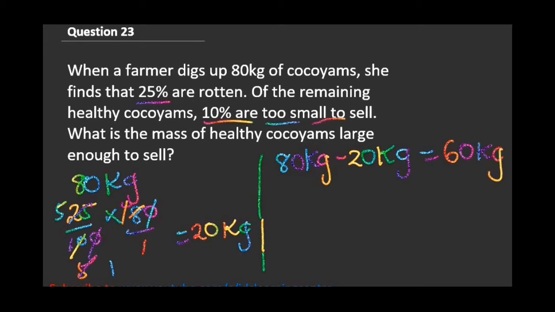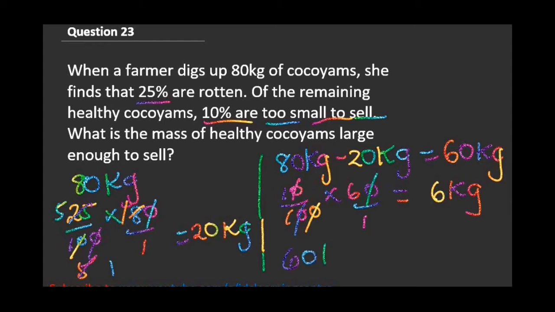10% are too small to sell. So 10 over 100 times 60 over 1 are too small to sell. 0 cancels 0, 0 cancels 0. So 6 kg are too small to sell. What is the mass of healthy cocoyams large enough to sell? 60 kg minus 6 kg are healthy and large enough to sell, which is 54 kg. That's the answer.